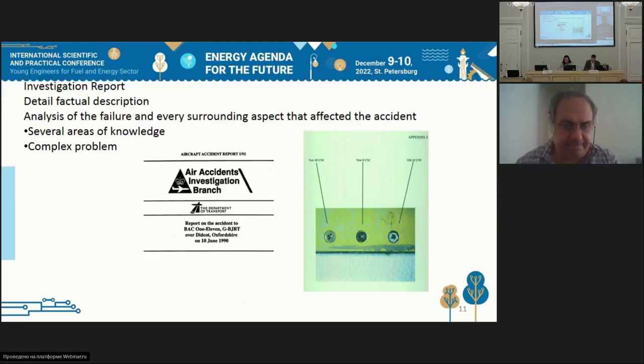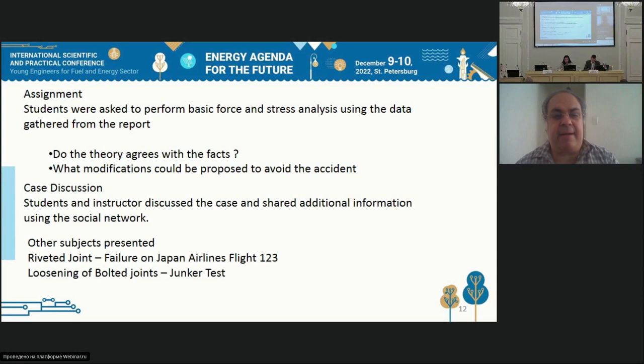As for assignments, students had to make a basic force and stress analysis with the data from the report. Did the analysis agree with the facts pointed out in the report? What modifications could be proposed to avoid the accident? The students had to do a written test on that.